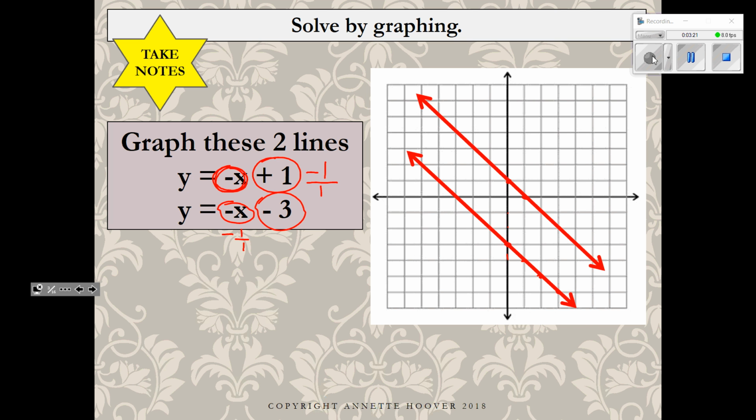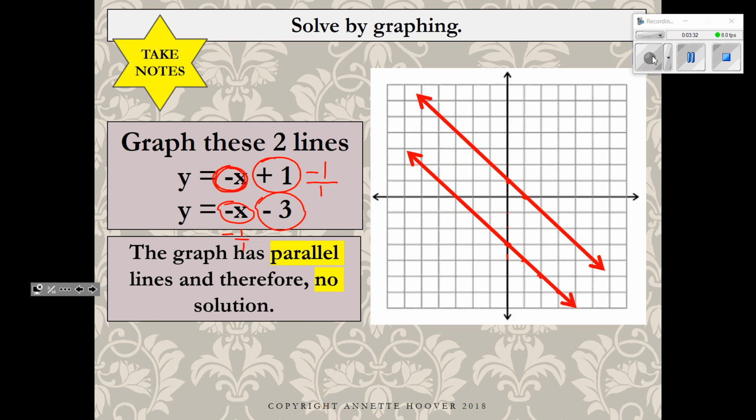we notice something about the lines. They are parallel. So if we say that the solution is where the two lines cross, and the lines are parallel, what could the solution be? Well, that means there's going to be no solution. So anytime you see two lines with the same slope, this tells you that the lines are parallel and that they do not cross and that there will not be a solution.